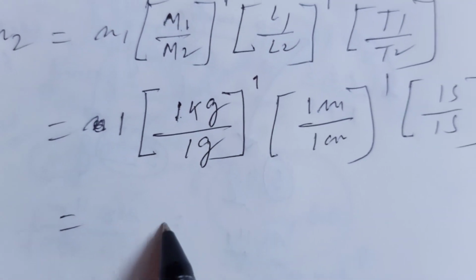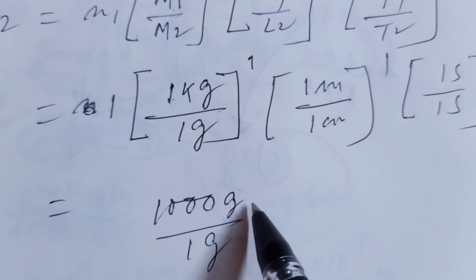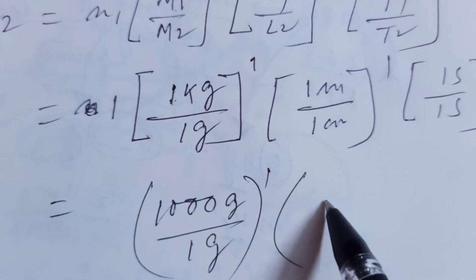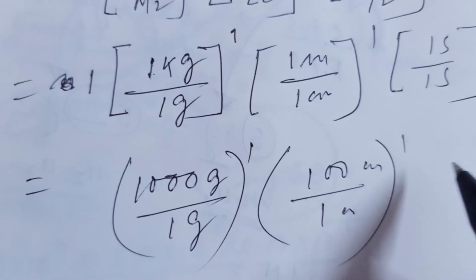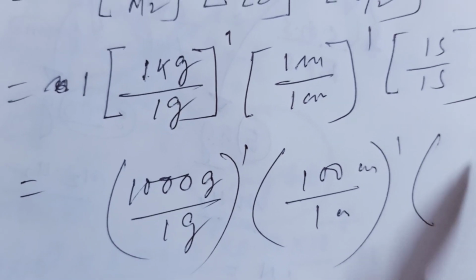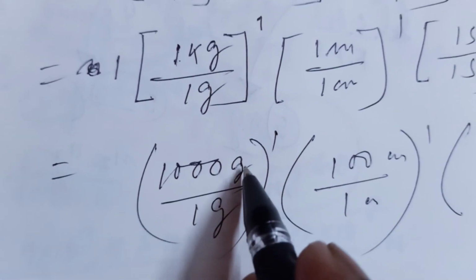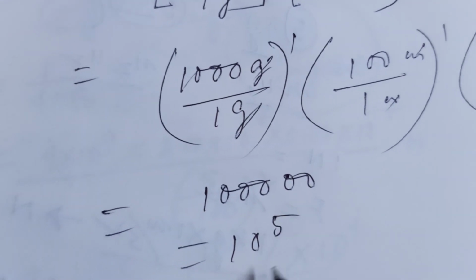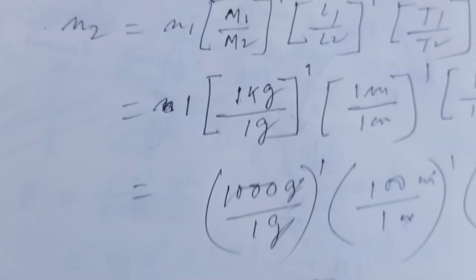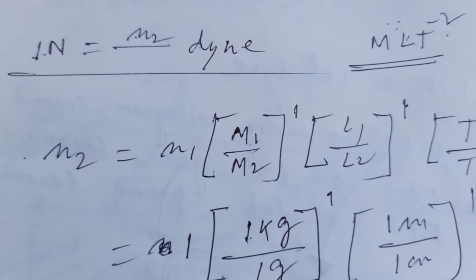So this is 1000 gram by 1 gram to the power of 1, and this is 100 centimeter by 1 centimeter to the power of 1, and second by second cancel, and this is 1. So 10 to the power of 3, and then gram and centimeters cancel, this is 10 to the power of 2, so 10 to the power of 5. So the numeric value is 10 to the power of 5, and this is an application of dimensional analysis.